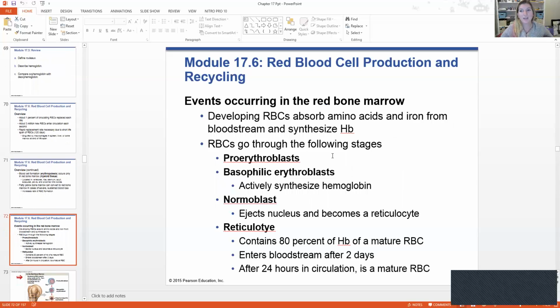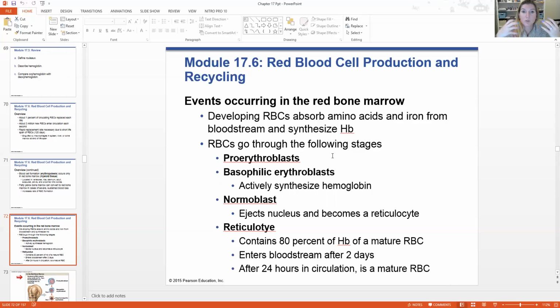So, in other words, you don't have red bone marrow like in your phalanges, right? They're super small. So, how does this happen? Our developing red blood cells basically absorb the amino acids and the iron that's floating around in our bloodstream. So, where do the amino acids and the iron in our bloodstream come from? The food that we eat, right? Our digestive system, anything that we put into our body.